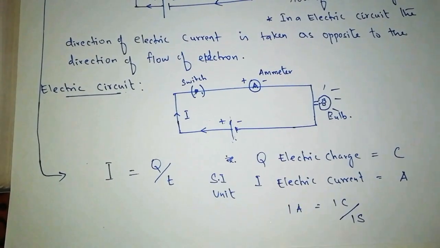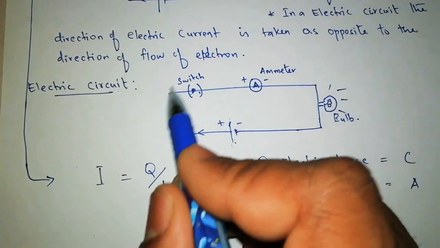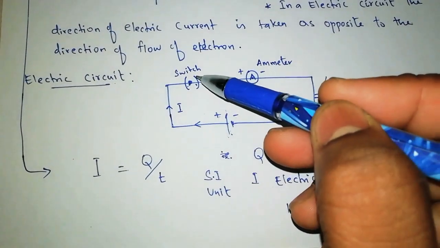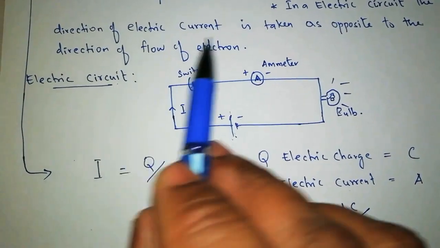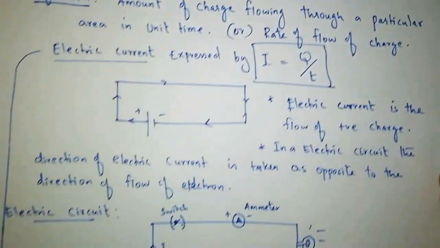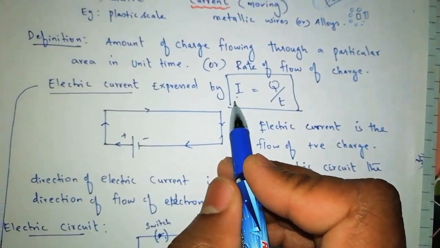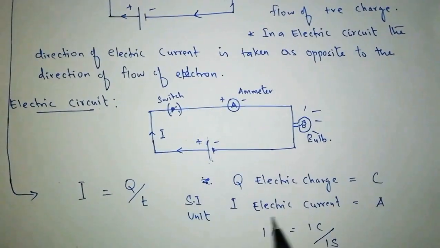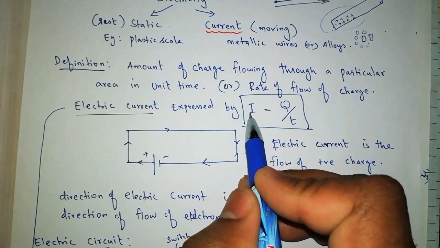If it is an open circuit, then the current will not flow. If it is a closed circuit, that means the switch is on, then the current will flow, right? Then this is a closed circuit, right? And I is the amount of electricity or the current, right? I is electric current. What is current actually?